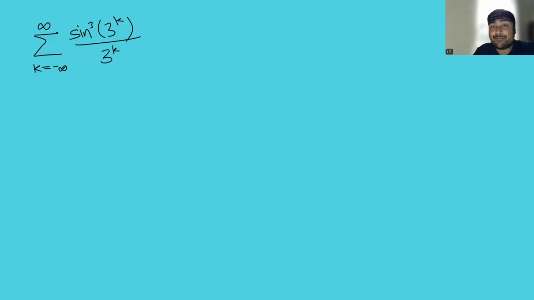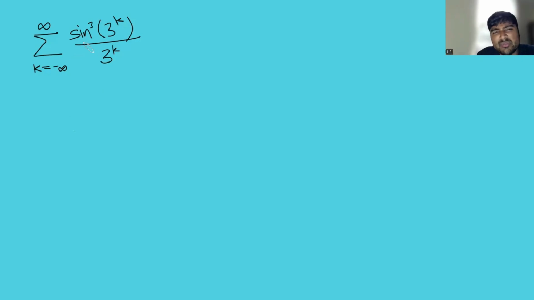What is the infinite sum from k equals minus infinity to positive infinity of sine cubed of 3 to the k divided by 3 to the k? What's quite interesting about this is, well, firstly, it's a double infinite-ended sum, so we're starting from negative infinity and going to positive infinity. And one thing I notice almost immediately is we've got a bunch of threes in here.